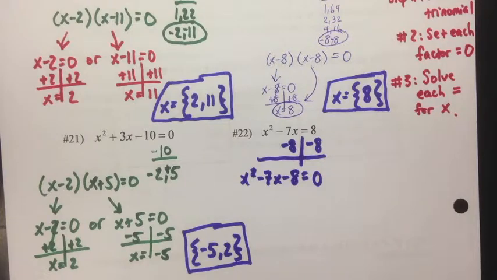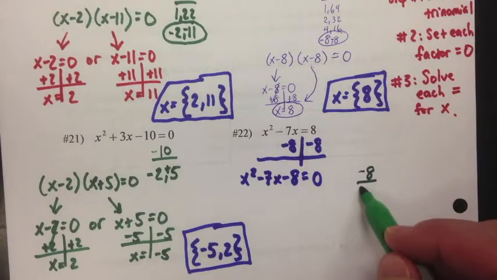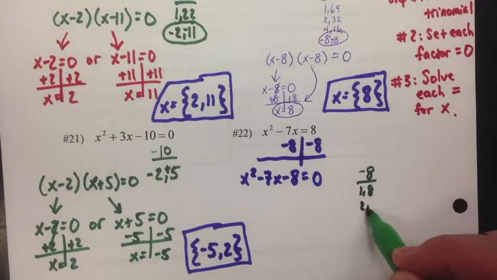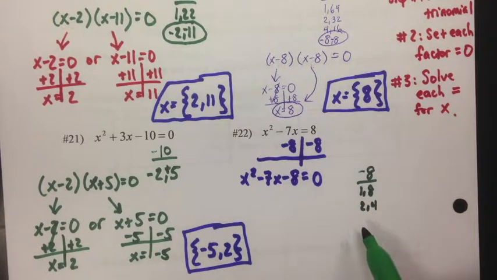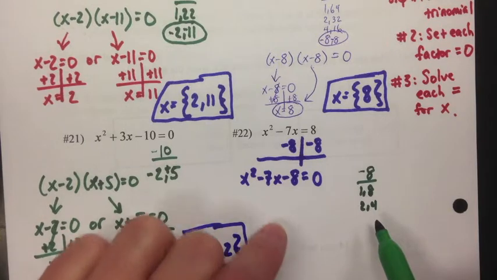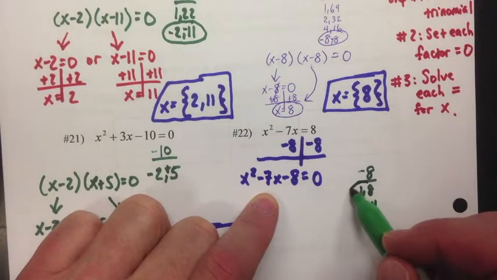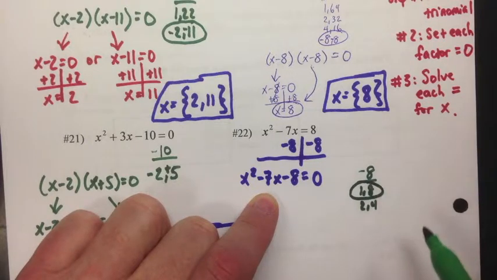Okay, so now I'm going to factor. Well, let me take negative 8 on the side. 1 times 8, 2 times 4. Now one of these is positive, one of these is negative, and I have to get a negative 7 when I add them up. So do you see a winner? I do. I see 1 and 8. Now it has to give me a negative 7.